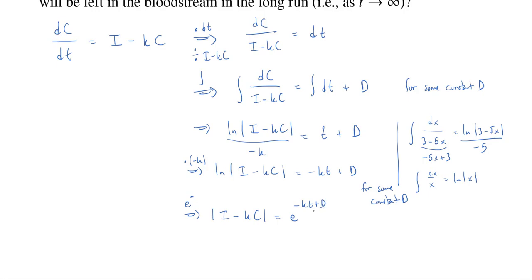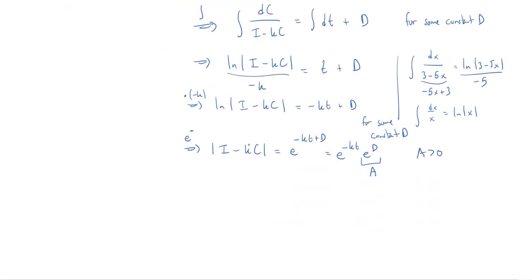Okay, now I'm going to use exponential laws to break this up. E to the negative kt times e to the d. And this e to the d is yet again a constant, right? So I'm just going to give that a generic name. Let me call this a. Now I know that a would have to be positive because it's an exponential, right? A is positive here.